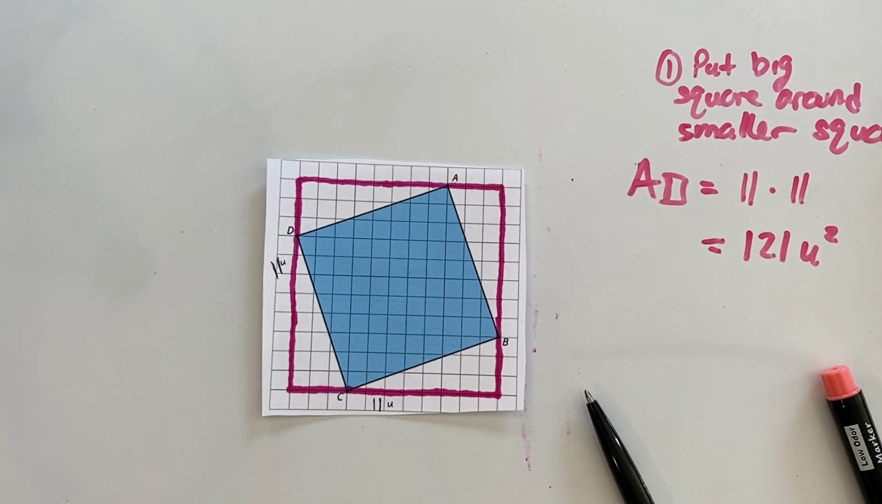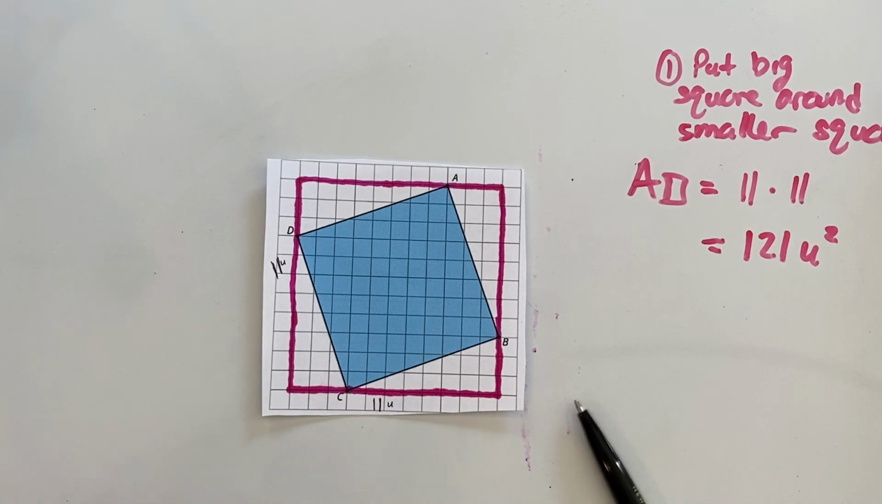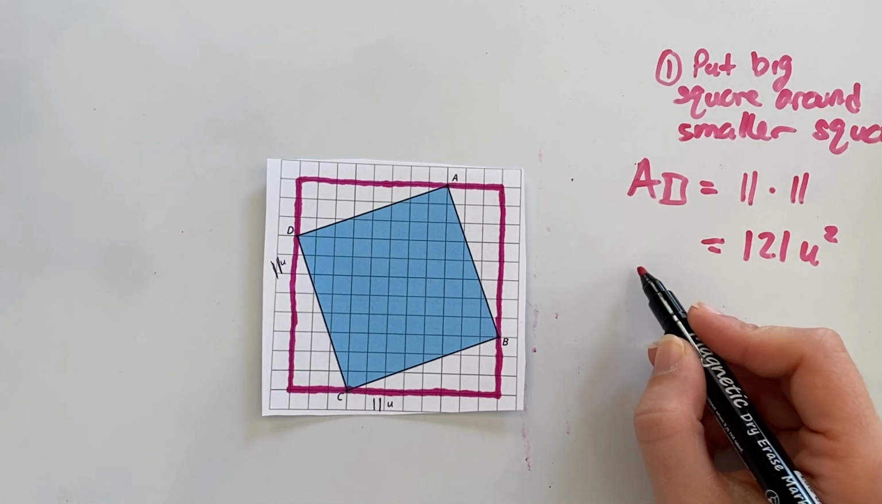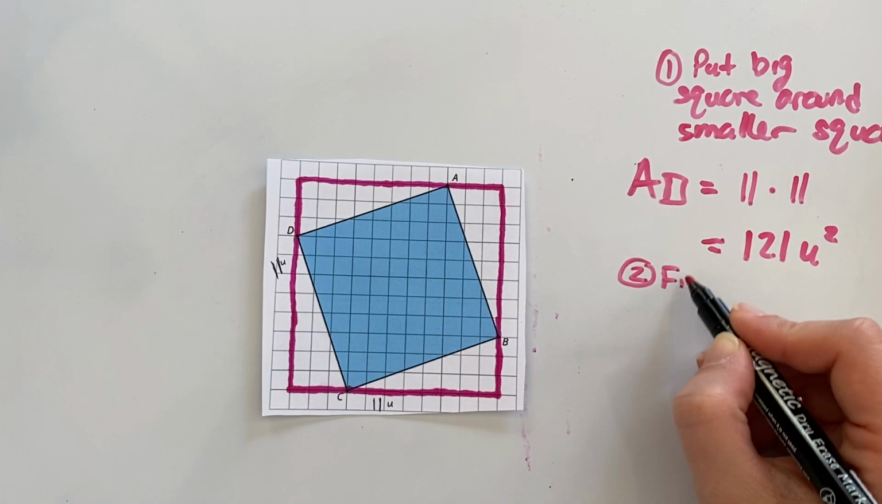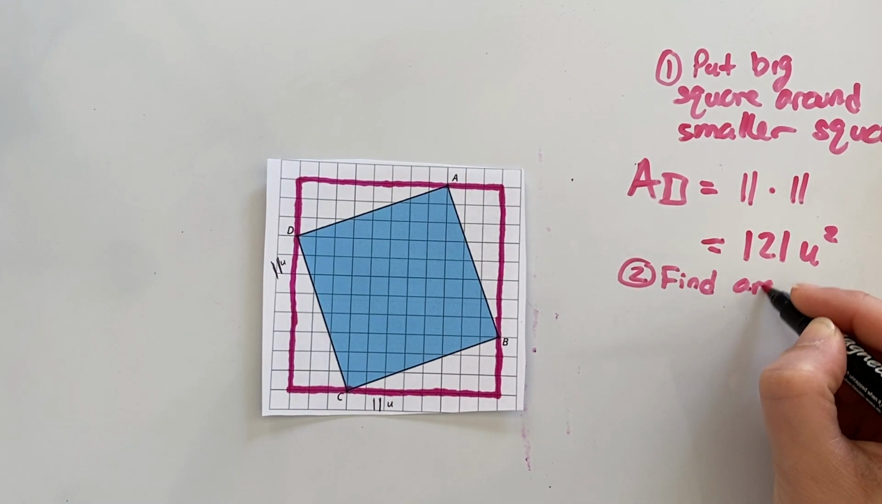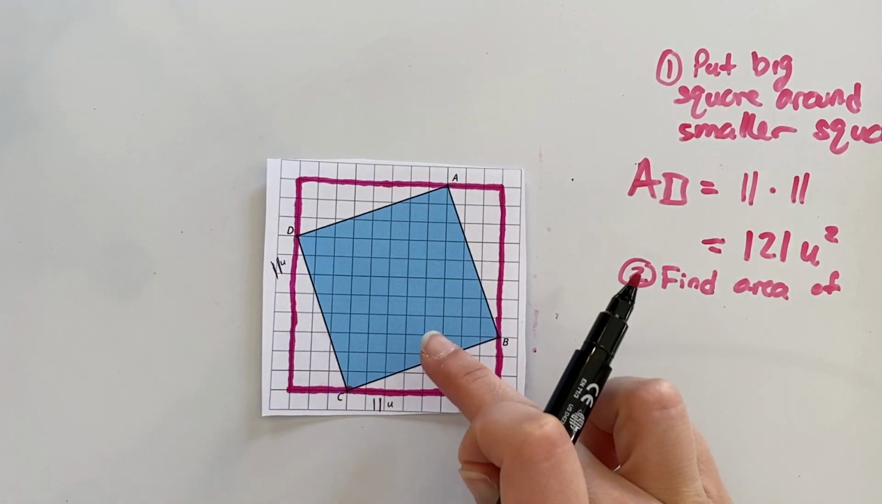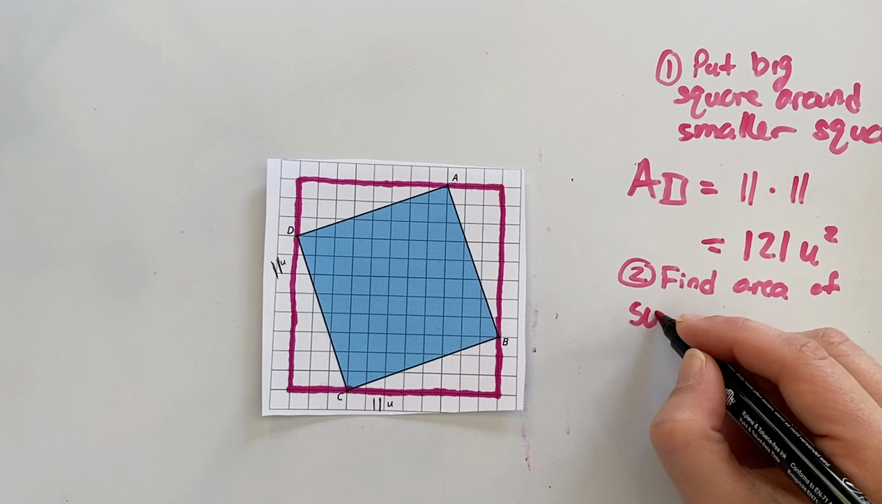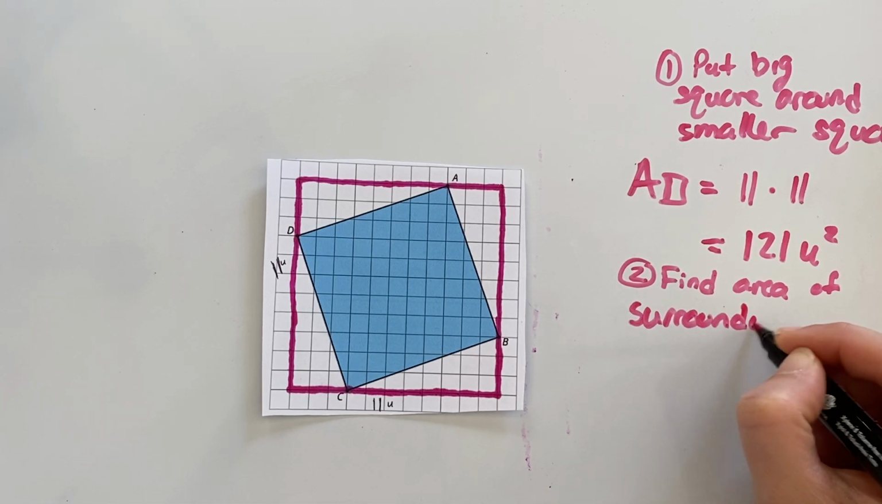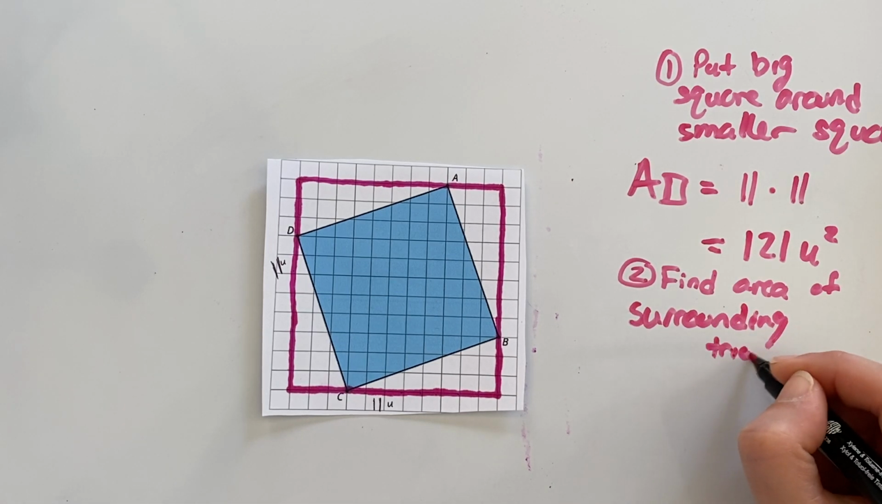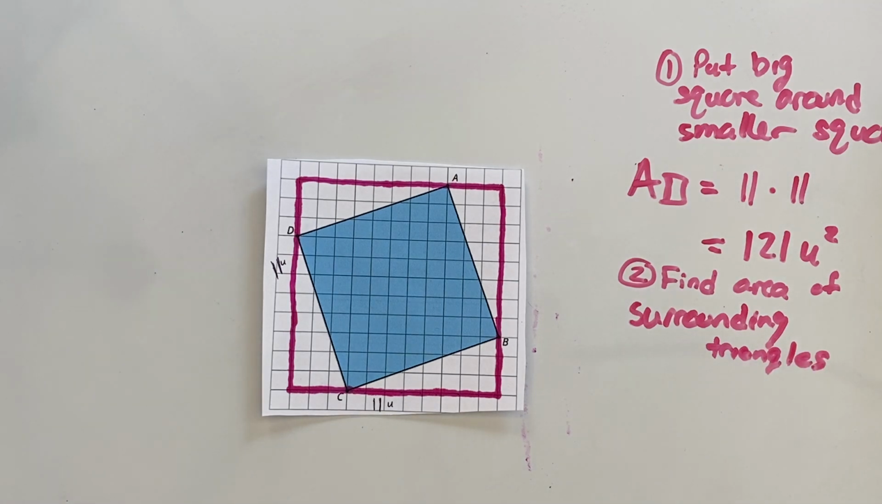Now, step 2. Well, first, I'm sorry, step 2, you have to find, so we'll write it here, find the area of the surrounding triangles. Surrounding, that's a good one. And we know how to do that, right?